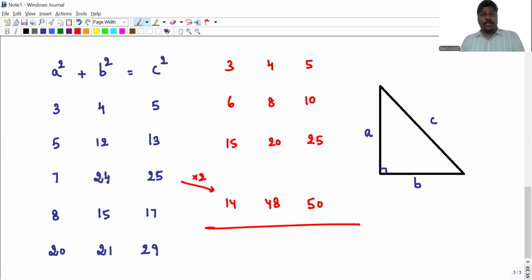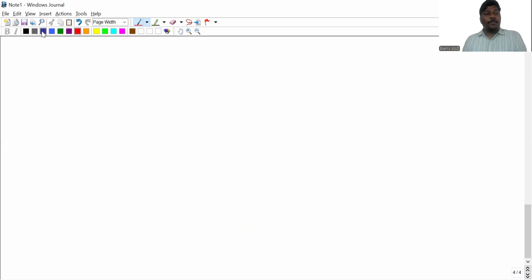If at all they ask you any other triplets, remember these formulas. It's 2x, x square minus 1, x square plus 1. If two sides are 2x and x square minus 1, the third side will be x square plus 1. Or else divide it by 2: it is x square minus 1 by 2, and x square plus 1 by 2.